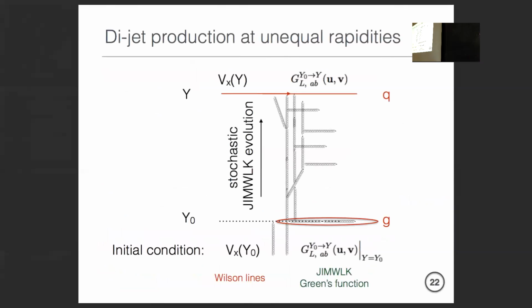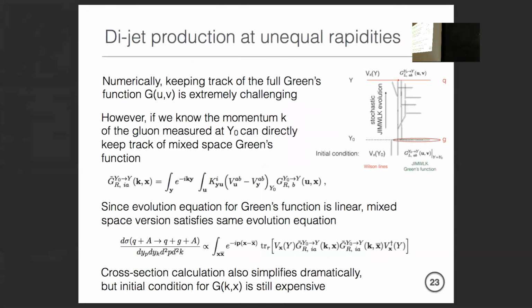And so the picture is you start them at some initial rapidity scales where basically it just locally produces a gluon, right, and then you have coupled evolution equations for both of them, evolving them up to the rapidity of the parent quark. Numerically, this is still very complicated. So this in principle is all more understood, right?